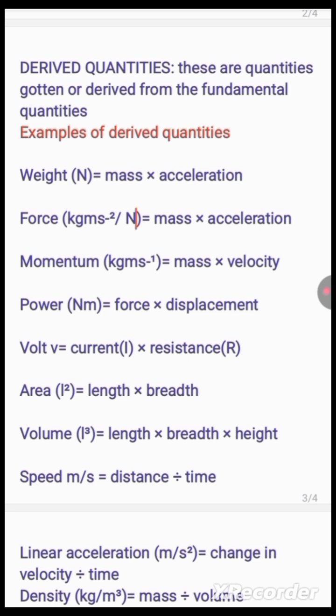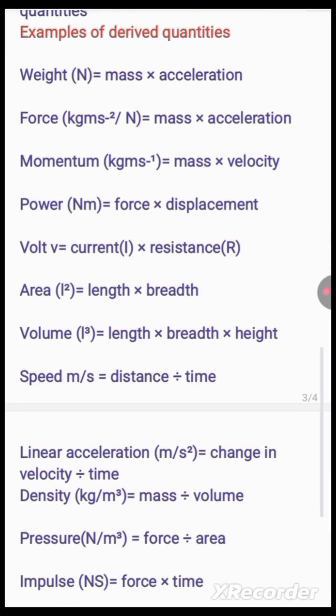Area is also a derived quantity. It is gotten by the product of the length of a body multiplied by its breadth. Length times breadth equals area, or L squared. Volume is gotten from the product of area times height, or the product of length times breadth times height, or its unit is in L cubed.